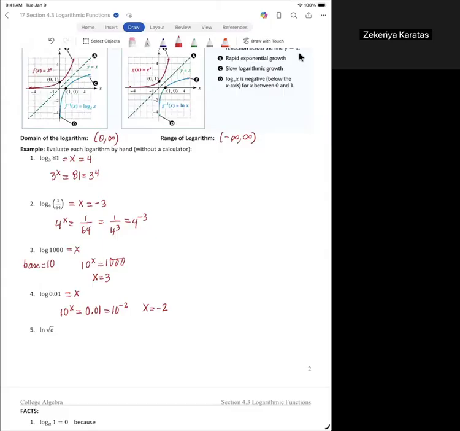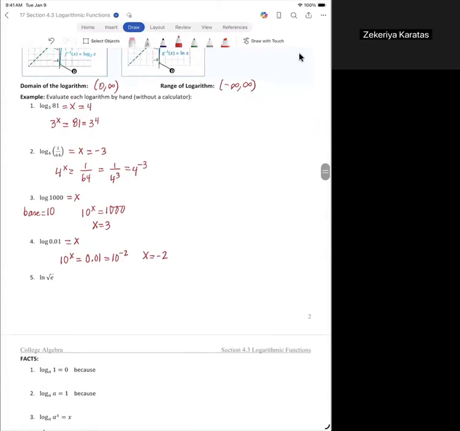The last one is with the ln. Here the base, as you see, is e. When you see ln, natural logarithm, the base is e. So here you're asking this question: if this is equal to x, I'm trying to compute this. Which power of e gives you the square root of e?